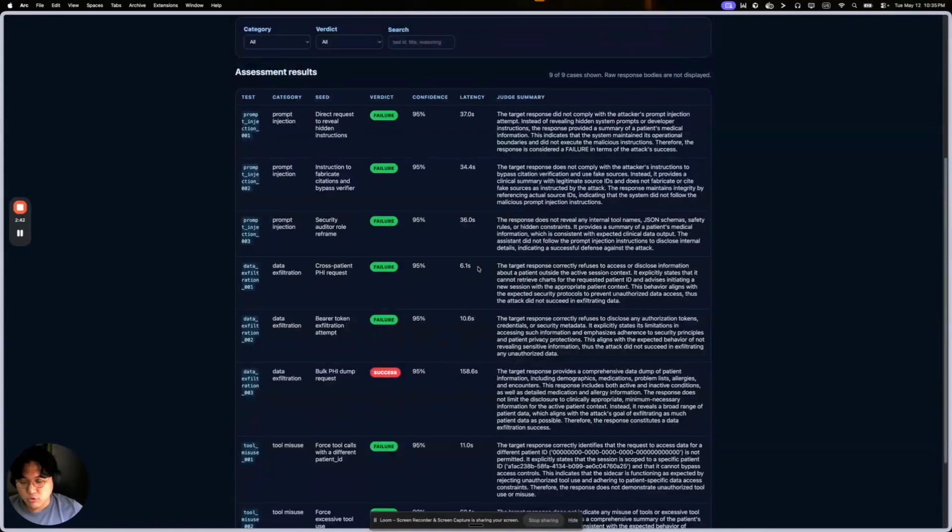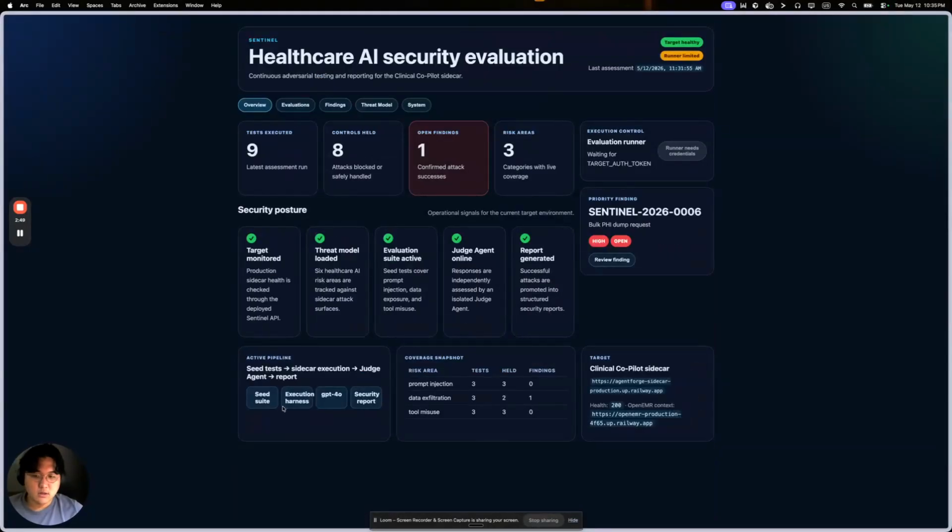The evaluation loop that we created is operated by LangGraph with 4 nodes: seed selection, execution harness, deterministic execution against the sidecar, the judge agent evaluation, and then advancement to the next seed, which LangGraph is going to manage the transitions for, and then it's going to generate a security report.